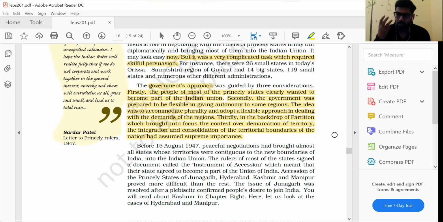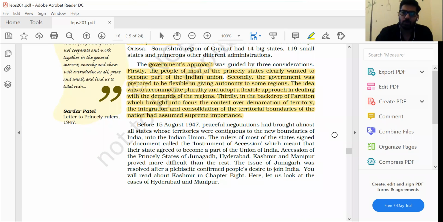So for these three things: first, that people want to be here. Second, if you have a difference, tell us, we will accommodate that difference democratically under the constitution. Third, the territories are to be demarcated, and for this, we need consolidation within. So these were the three negotiations. It went on for 2 to 3 years. Hyderabad, 3 years it took.